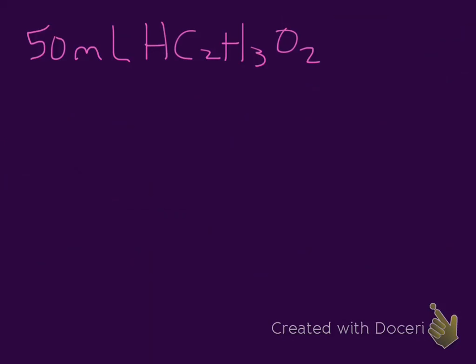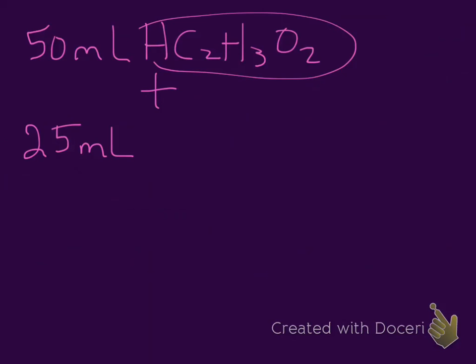Another buffer for this system would be if we started with 50 mils of the HC2H3O2, and to this we're going to add base, okay? And when we add a strong base, we're going to cause a chemical reaction. And we only want to do this with half of it because we want to leave half in the acid form. So we'll add in 25 mils. Could it be 20? Sure. Could it be 10? Sure. Any amount would work. Okay. So now we're going to add in NaOH.